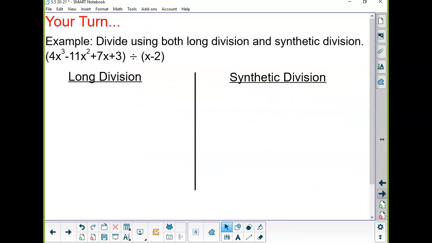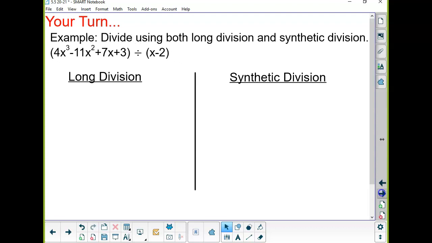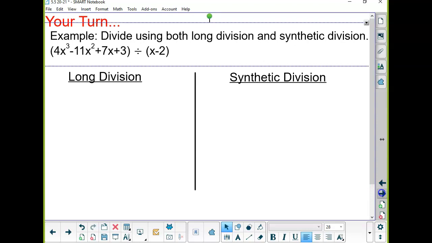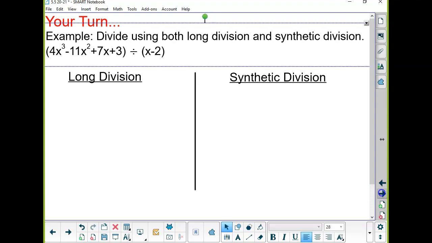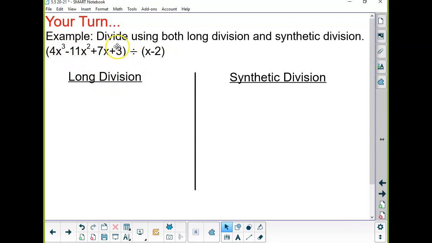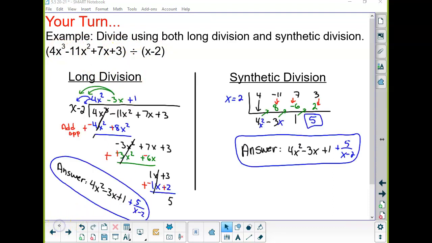So here's what I'd like you to try. Long division works anytime, anyway. Synthetic division only works when it's linear. But let's get across this idea that, if possible, you could do it both ways. And you should get the same answer for both of these. So I want you to try one with long division, and I want you to try another using synthetic. And it does work for synthetic because x minus 2 is linear. Okay? And then there are no missing terms, so nothing.